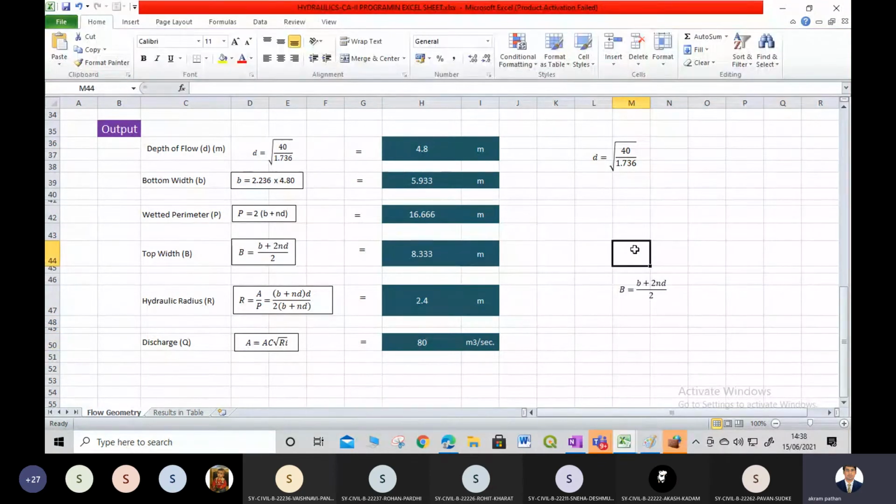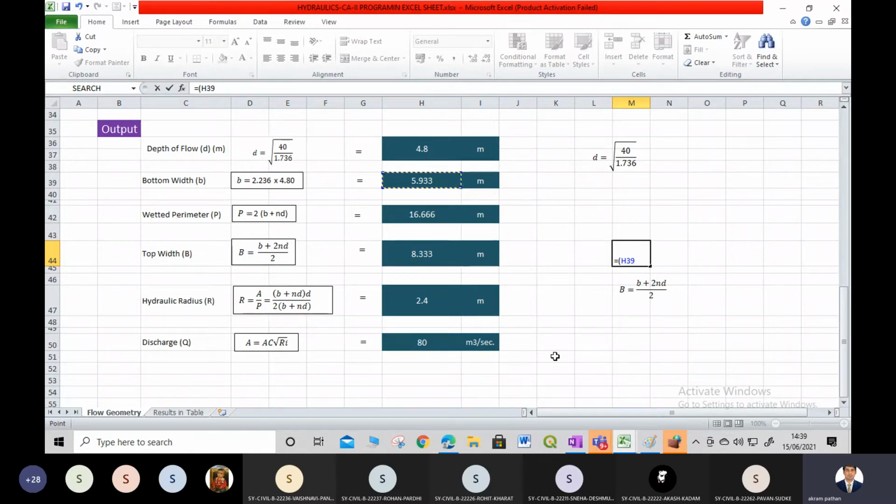And then for the calculation, if you want to get this calculation automatically, this is equal to B plus 2ND. In bracket write down, in bracket B. So how much is the B?